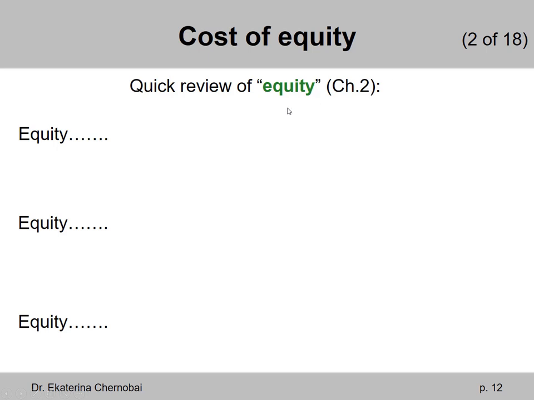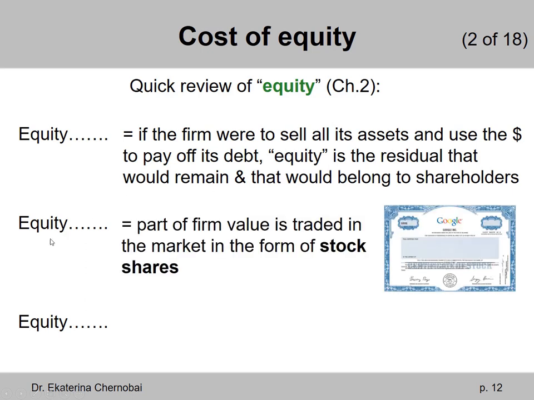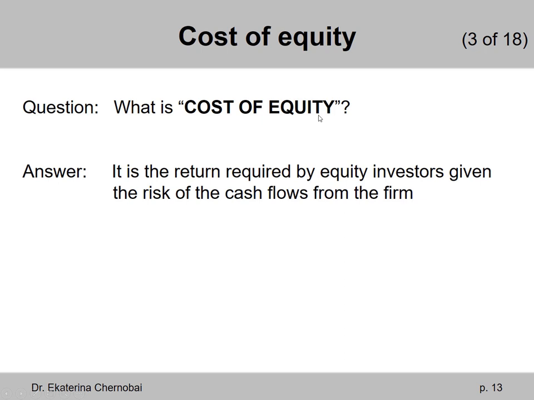From chapter 2, equity means if the firm were to sell all of its assets and use the sale proceeds to pay off all of its debts, liabilities, then equity would be the residual that would remain, and that would belong to the owners of the firm, or the shareholders. Equity is also part of firm value that's traded in the market in the form of stock shares. Equity is also the bottom right of a balance sheet. So what is cost of equity? It's the return required by equity investors given the risk of the cash flows from the firm.